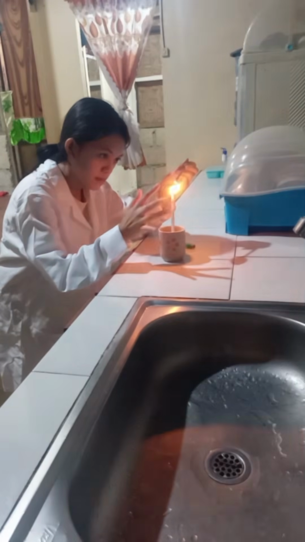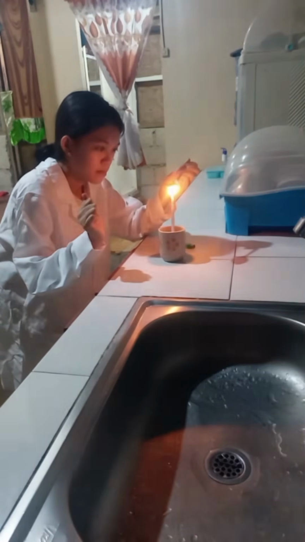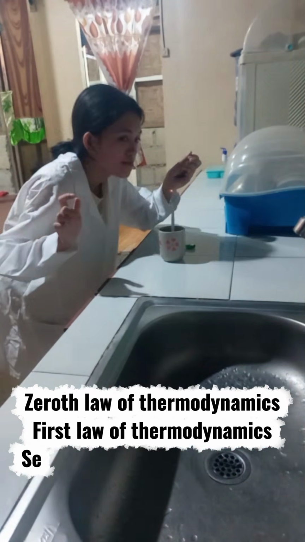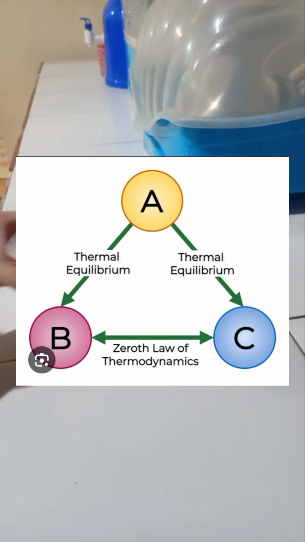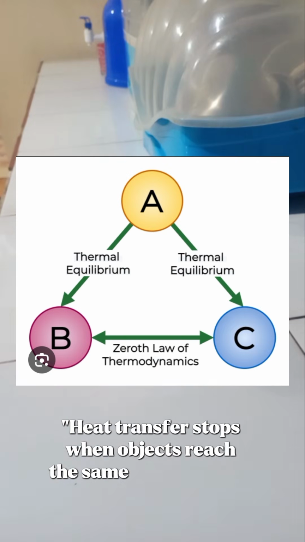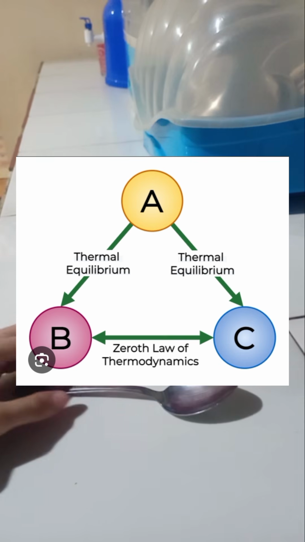Good day, everyone. Today I'm going to demonstrate simple experiments that explain the different laws of thermodynamics. First, we have the Zeroth law of thermodynamics, which states that heat transfer stops when objects reach the same temperature.